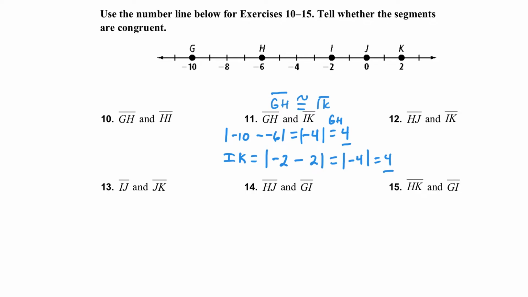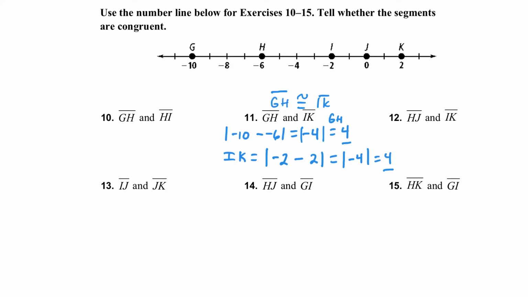For number 13, it's asking whether the distance from I to J is the same as from J to K. So we have to check if it's congruent. If I want to find the distance from I to J, I'm going to start with the location of I, which is -2, minus J, which is 0. So we have the absolute value of -2 minus 0, which gives us the absolute value of -2, which is 2.